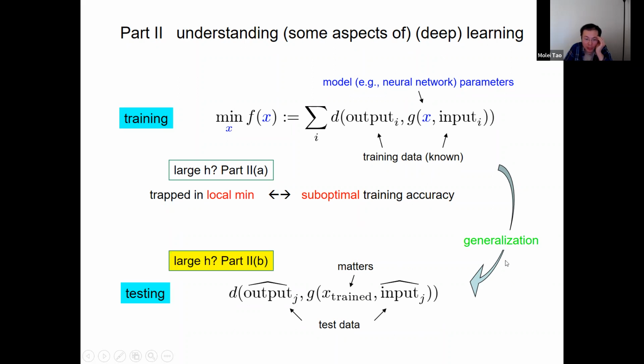So in part 2b, I will argue that if you use a large H in gradient descent, you can actually favor minimizers that generalize well. And I'll be more precise as we reach that point.